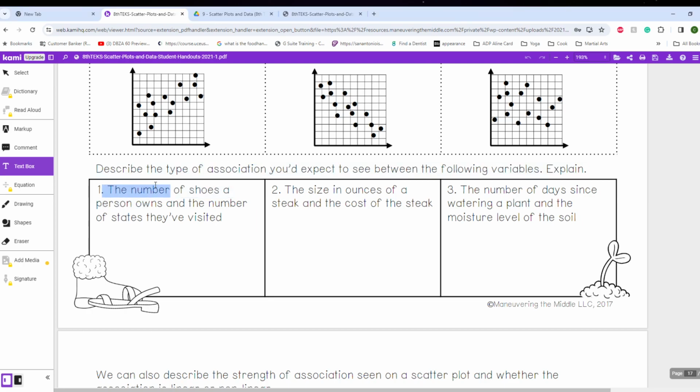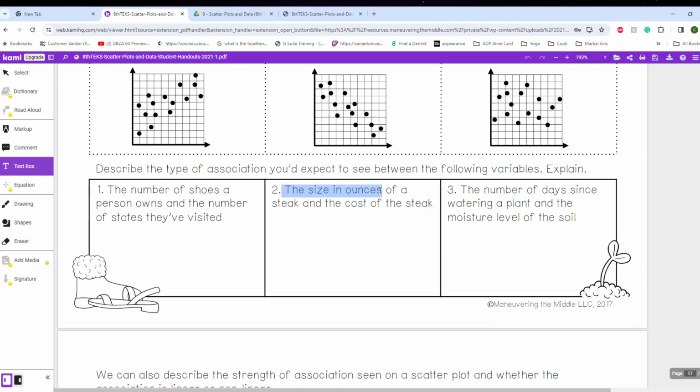So the first one says the number of shoes a person owns and the number of states they visited. That's an interesting thing, but do you think there's a positive association, a negative association, or no association? Do those things relate to each other in any kind of way? Probably not. So you might say there's no association between those two things.